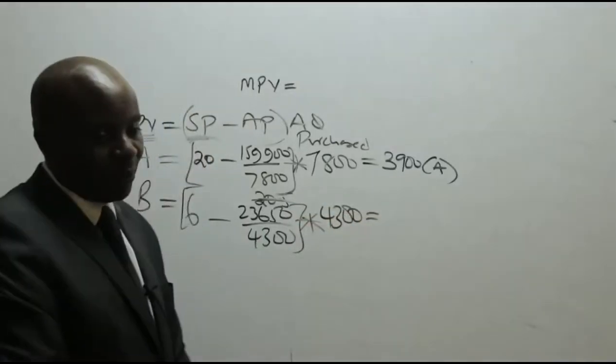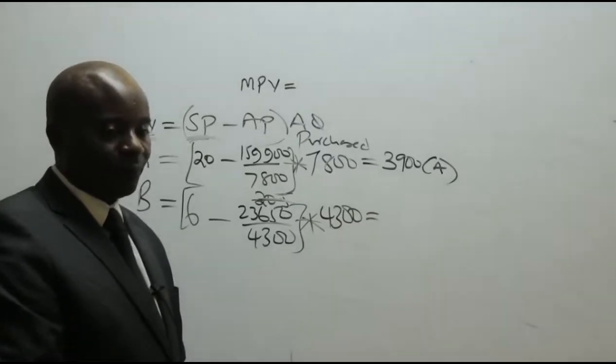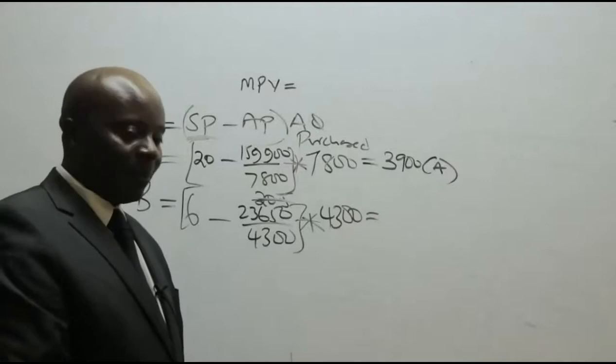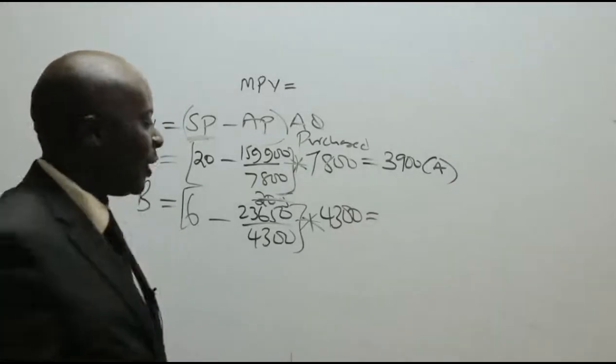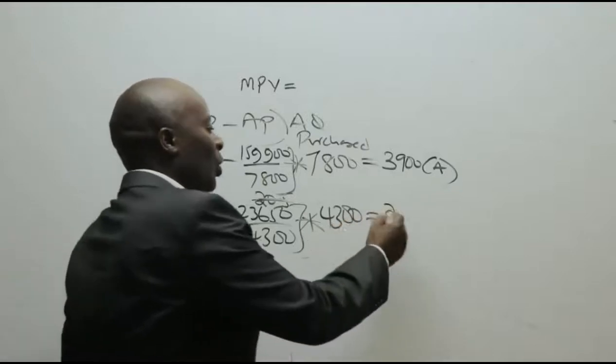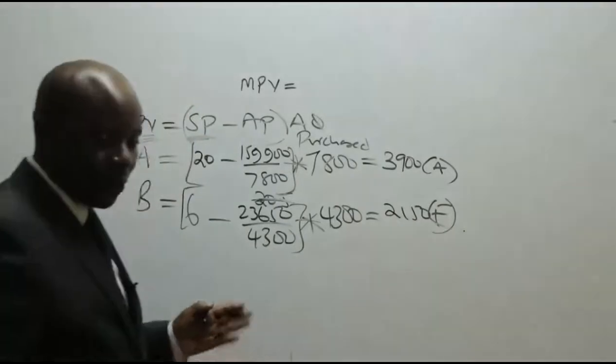Mniambie ni ngapi material B? According to Damaris Mutembei, 2,150, and because it's positive, we talk of 2,150 favorable. So that is it. Good, good.